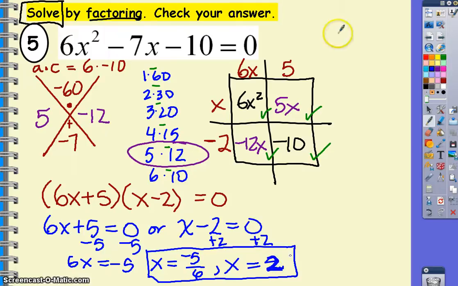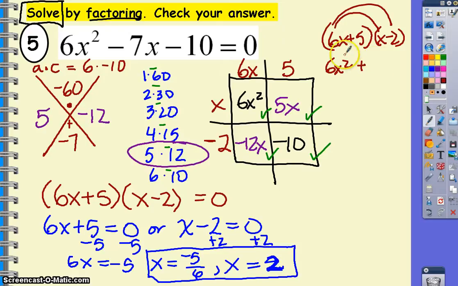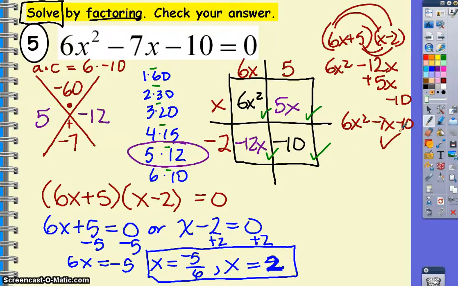So then we have to check. This is the hard part here, because while we can check that fraction, we probably don't want to. Now we actually did a single check by checking our box, but we can check our multiplication. Let's do that first. 6x plus 5 and x minus 2. We want to check and make sure it multiplies back up. So we've got 6x squared plus minus 12x, then plus 5x, then minus 10. And we end up with 6x squared minus 7x minus 10. And so our factoring checks.